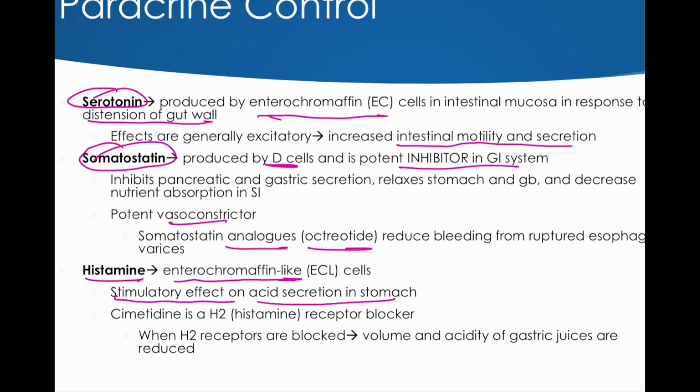Cimetidine is an H2 blocker. It blocks the histamine. Volume and acidity of the gastric juices are reduced. This is how one of them works. The H2 blocker blocks the histamine receptor. The other one we learned about a while ago was the proton pump inhibitors, which we'll talk about in a little bit.